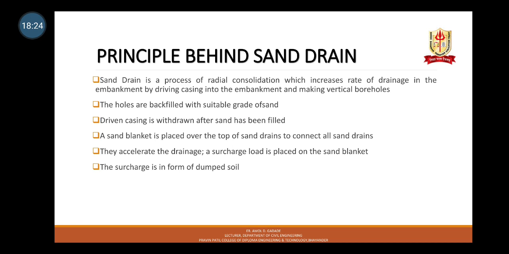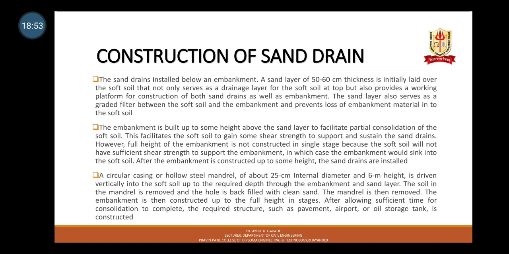The principle behind it: sand drain is a process of radial consolidation which increases the rate of drainage in the embankment by driving casing into the embankment and making vertical boreholes. The holes are backfilled with a suitable grade of sand. The driving casing is withdrawn after the sand has been filled. A sand blanket is placed over the top of the sand drains to connect all the sand drains. Here is the construction process of sand drain.